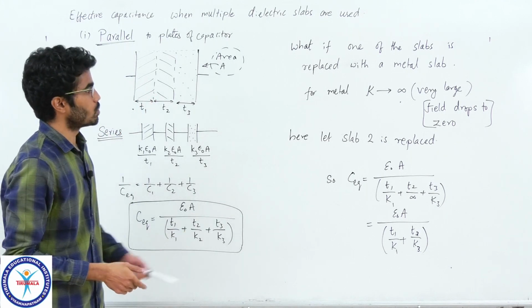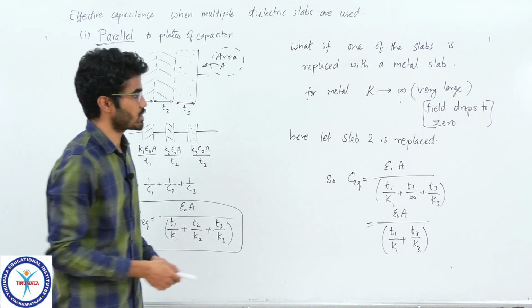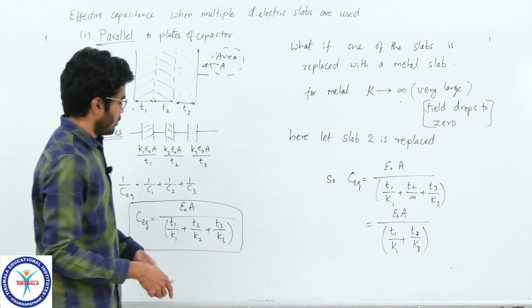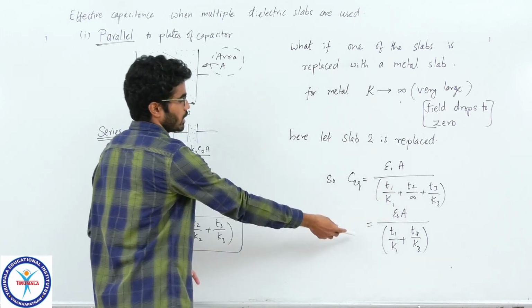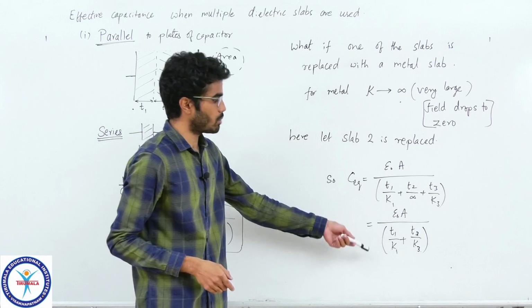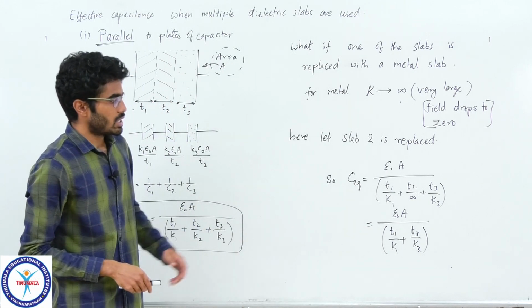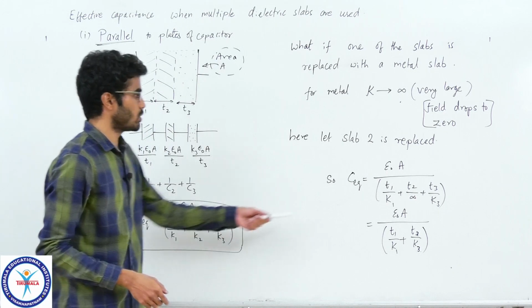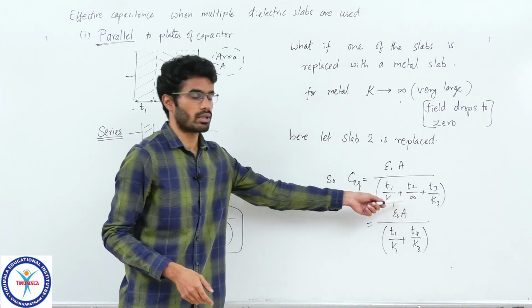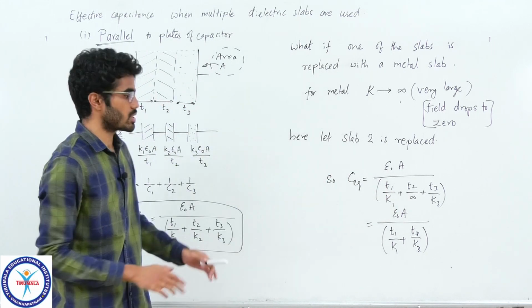the equation. So if slab 2 is replaced, what will be the final equation? Epsilon naught A by, for K2 we will substitute infinity and this term becomes 0. So the final capacitance will be epsilon naught A by T1 by K1 plus T3 by K3. You may notice that the capacitance has now improved, because you see the denominator, there is a term missing in the denominator. The denominator decreases, that means the overall value is increasing, the capacitance is improved.